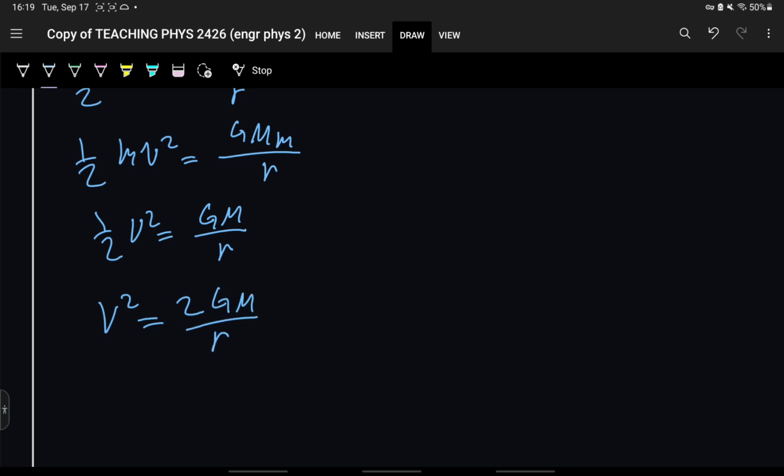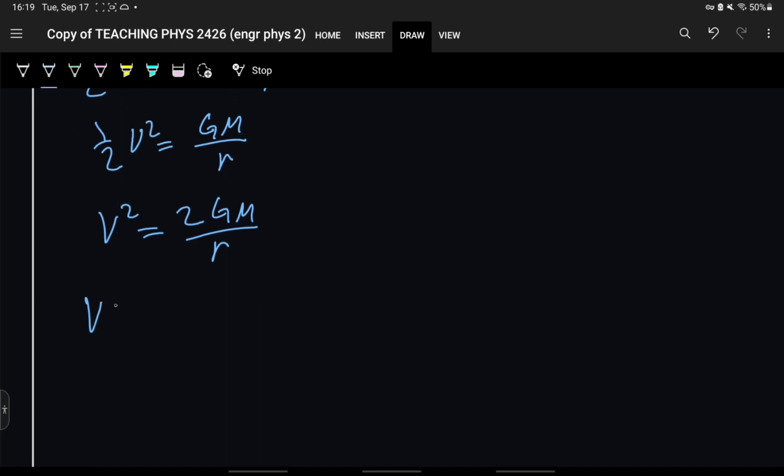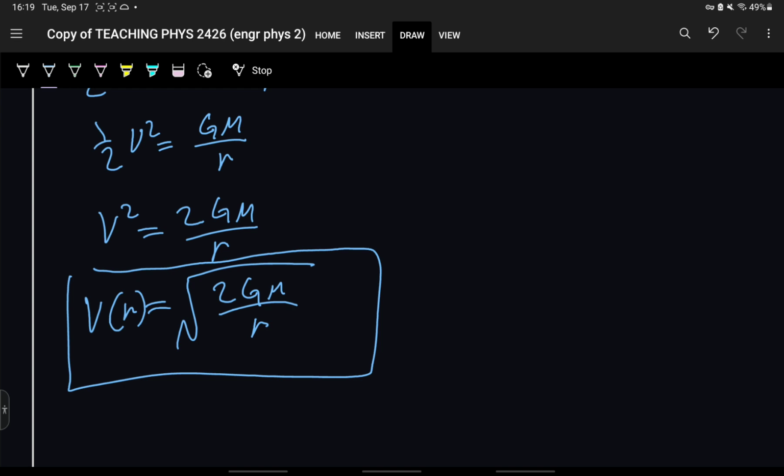And finally, we have to take the square root, which leaves us with v of r is equal to the square root of 2 times G times uppercase M all divided by r. And that is our final answer. And this shows that the smaller mass gains speed as it falls towards the larger mass, with the speed increasing as the separation distance r decreases.